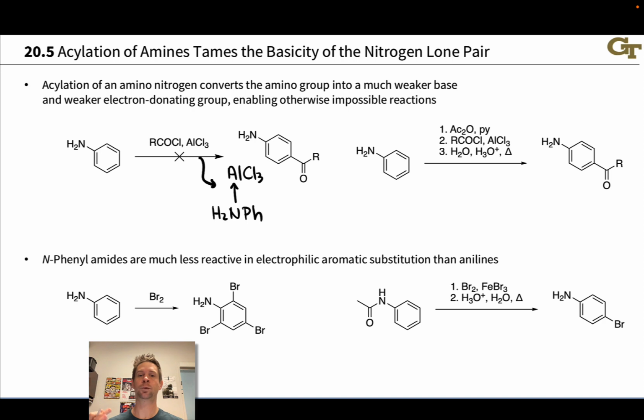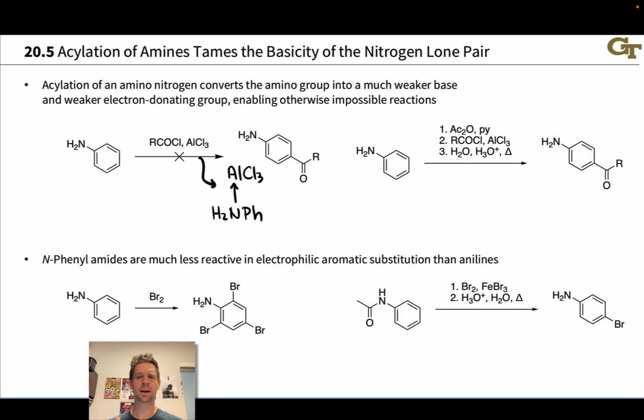To get around this, we really need to tame the basicity, lower the basicity of that lone pair on nitrogen. And this can be done through acylation. And of course, this works for alkylamines as well in cases when the nitrogen's basicity is problematic. So you can actually think of the carbonyl group as a kind of protecting group for amines, protecting that amino nitrogen from acting as a Bronsted base under strongly Lewis or Bronsted acidic conditions.